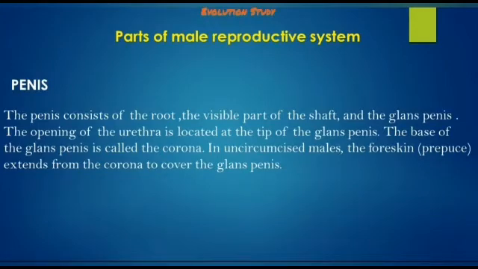Penis. The penis consists of the root, the visible part of the shaft, and the glans penis. The opening of the urethra is located at the tip of the glans penis. Now the base of the glans penis is called the corona, and in uncircumcised males, the foreskin or prepuce extends from the corona to cover the glans penis.